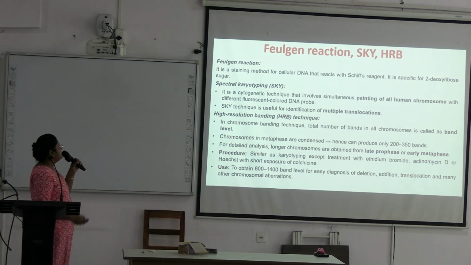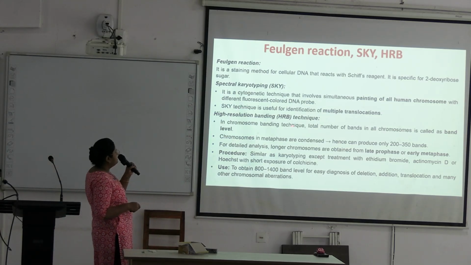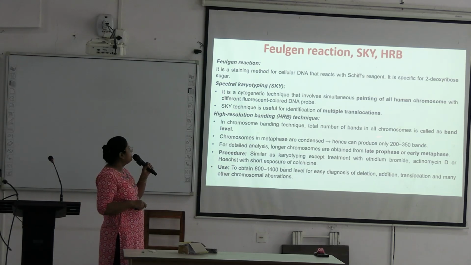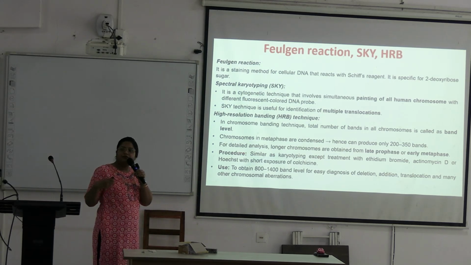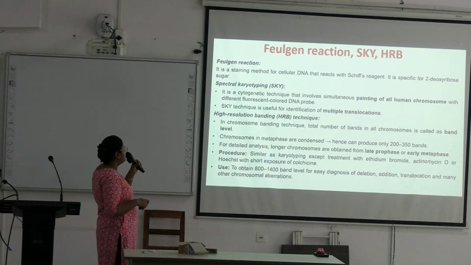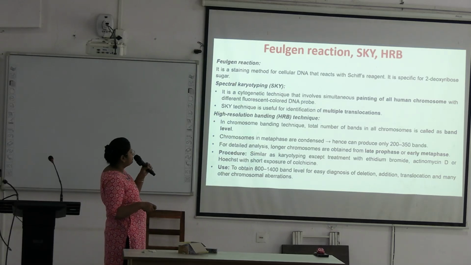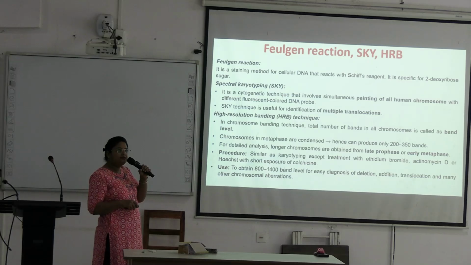Next is the high resolution banding or HRB technique. In chromosome banding, the total number of bands in all chromosomes is called the band level, and chromosomes in metaphase are condensed, hence can produce only 200 to 350 bands. And for detailed analysis, longer chromosomes are obtained before the coiling, before the metaphase. In metaphase it is highly coiled. Before the metaphase, you have to harvest the chromosomes. So we obtain the chromosomes at late prophase or early metaphase.